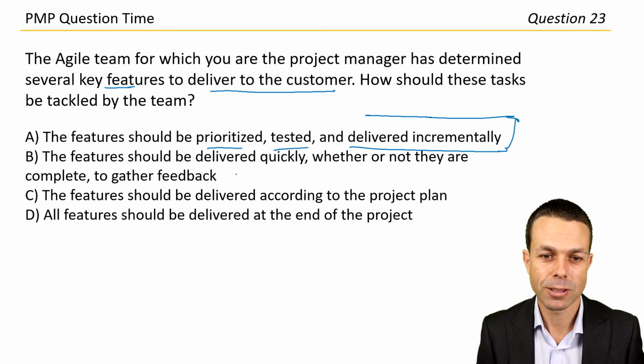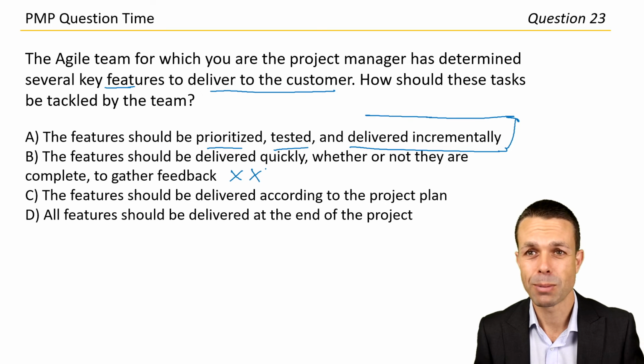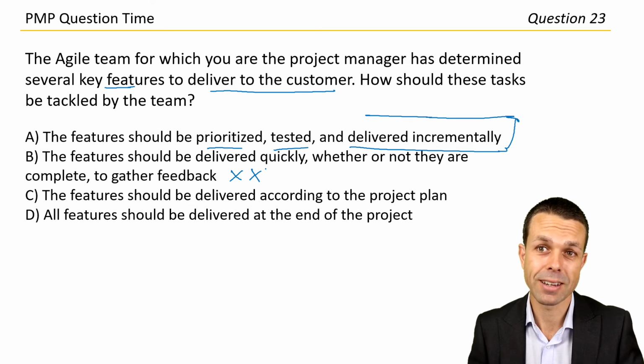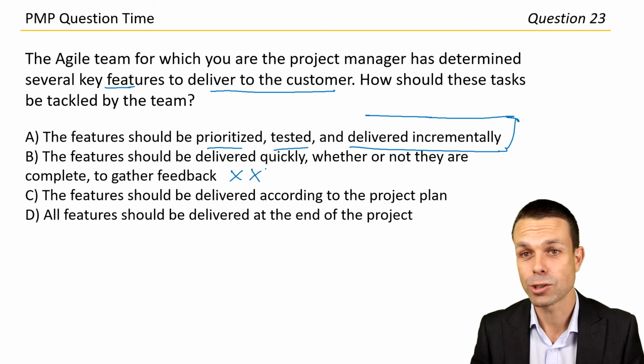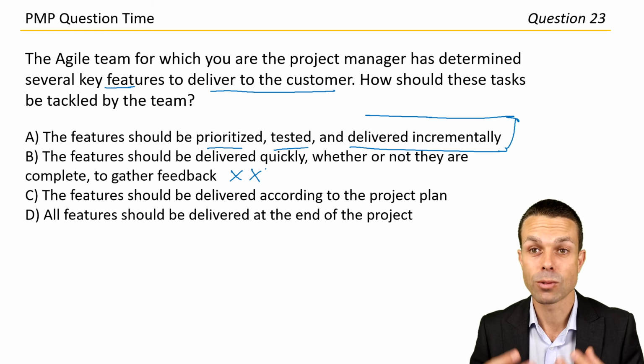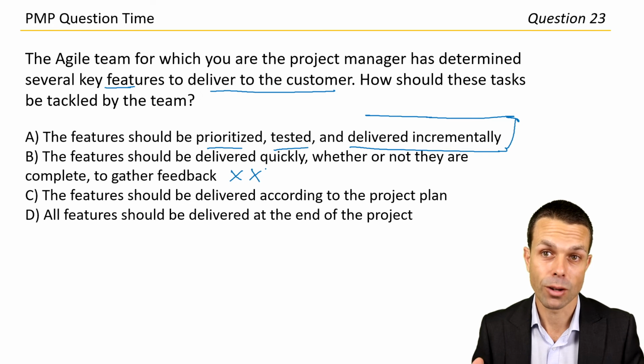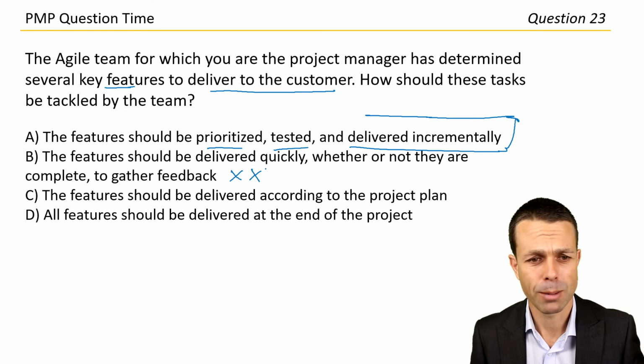Oh, no. We still really want them to be complete. People think Agile is about being fast, and it is about being fast, but it's also about quality. Quality is really important. So we're delivering a whole feature that's complete and usable and obviously good quality. Probably not letter B.